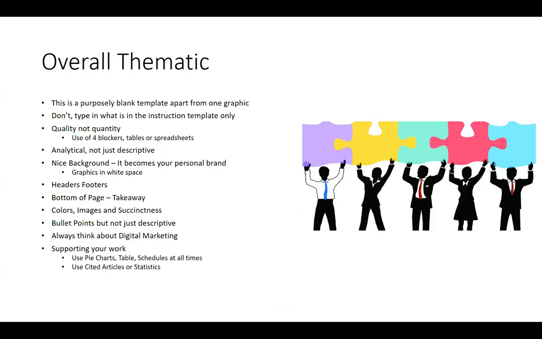Use things like 4 blockers. What do I mean by a 4 blocker? I'll show you in a moment: just one page that's in a quadrant, so there's a top left, a top right, a bottom left, and a bottom right. That's it. You can get a lot of stuff into that.